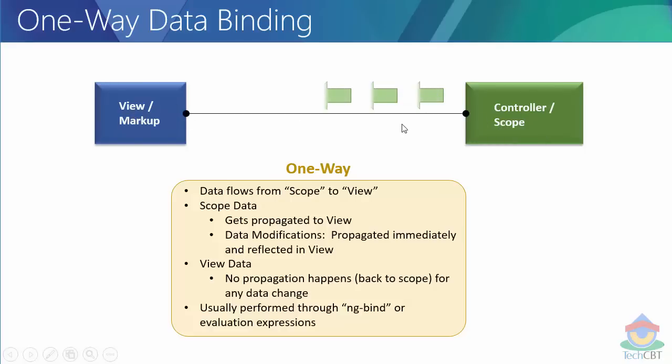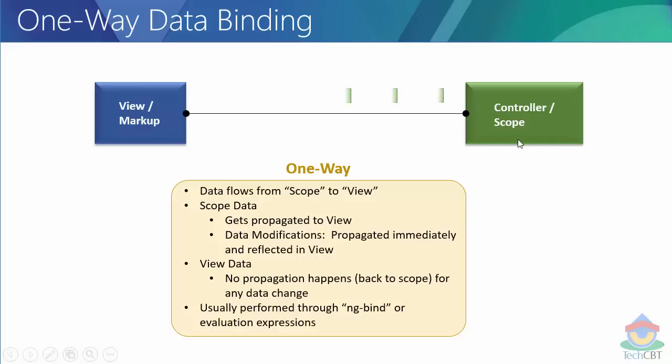So which means, even though the scope has sent the information to view, if for some reason the controller happens to modify some information or data available in the scope, again that new modification, or any modifications to any of the members available in the scope, will be immediately reflected back to view. So that is pretty important.